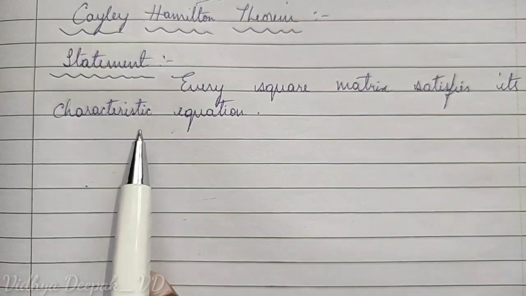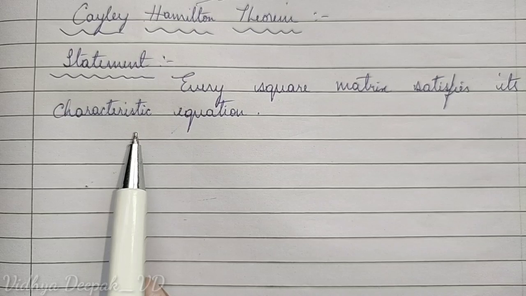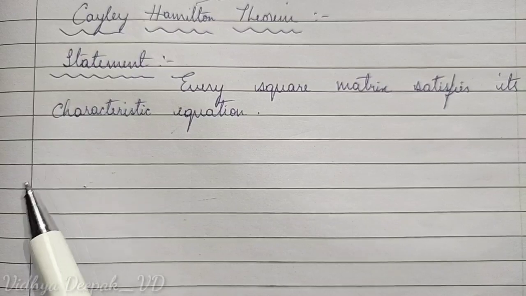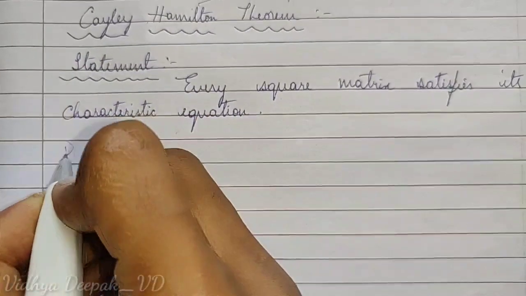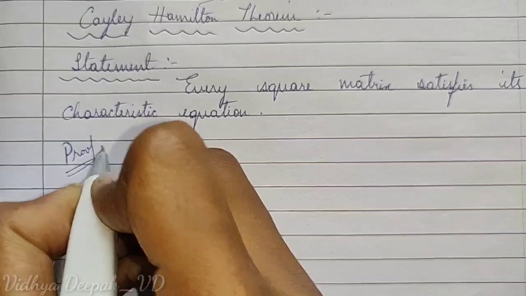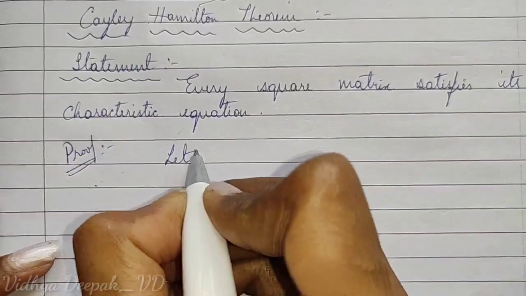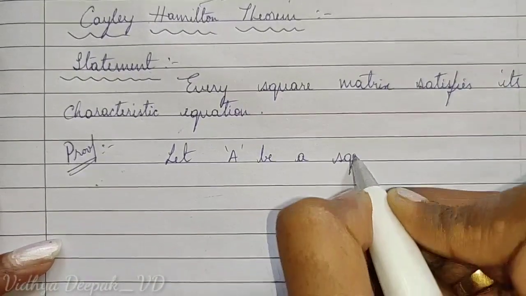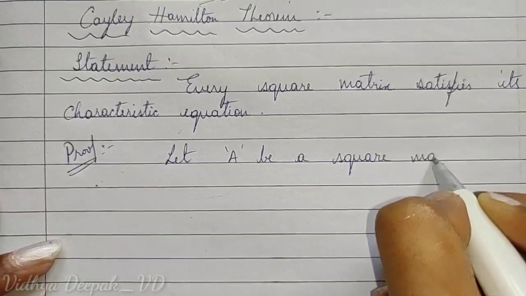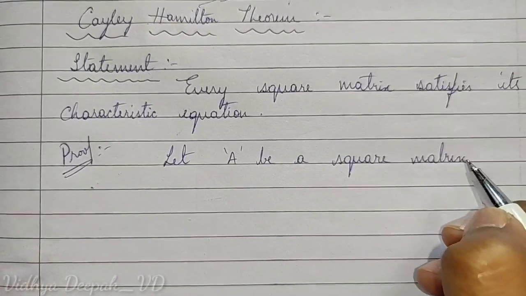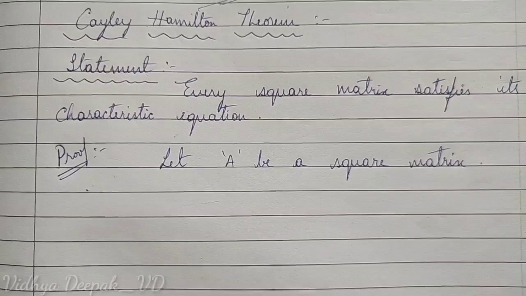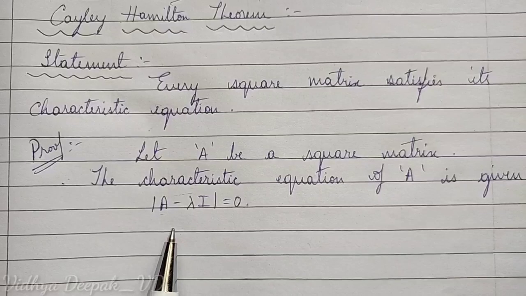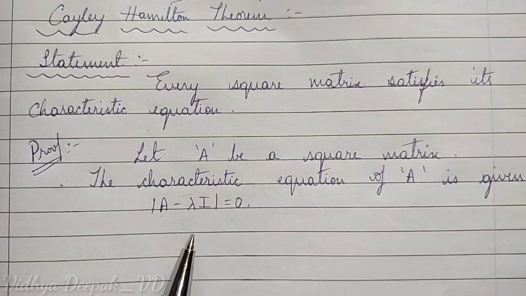So what is the characteristic equation? Determinant of A minus lambda I is equal to 0 is your characteristic equation. So now let's write that. Proof. Let's take a matrix. Let A be a square matrix. Now, what will be the characteristic equation of A? It is determinant of A minus lambda I is equal to 0.